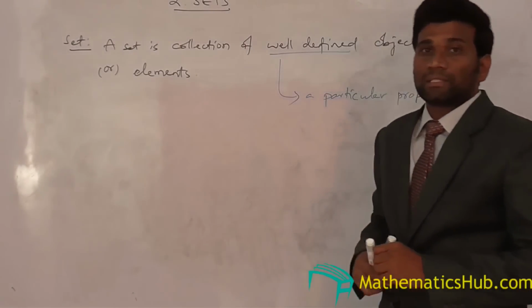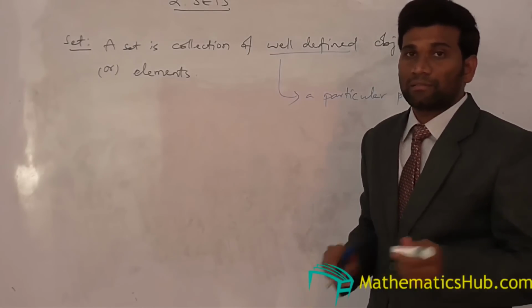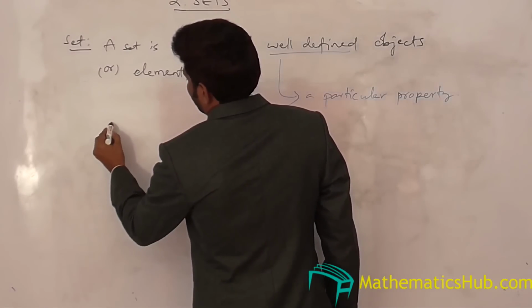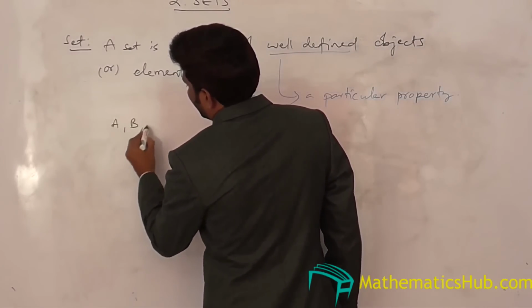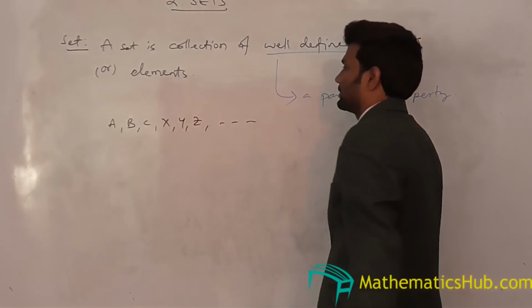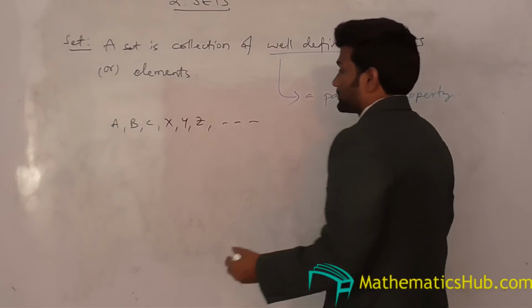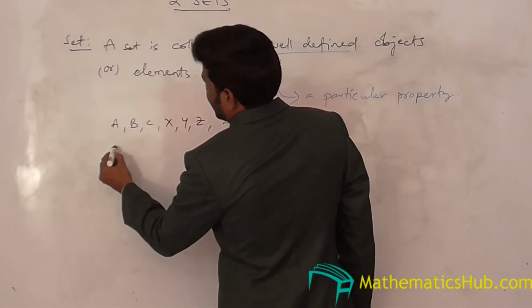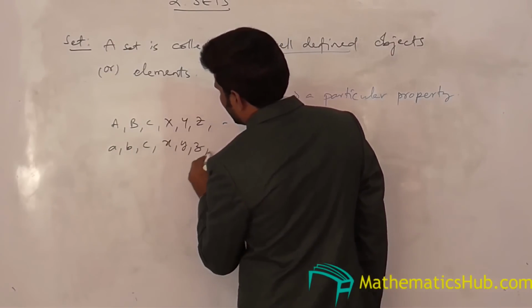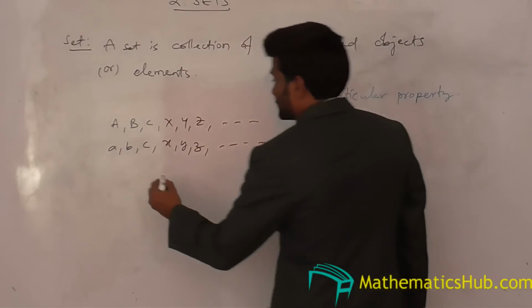Usually, sets are denoted with uppercase letters like A, B, C, X, Y, Z, and so on. The elements in the set are usually denoted with lowercase letters. They are a, b, c, x, y, z, and so on. Let us see some examples of sets.